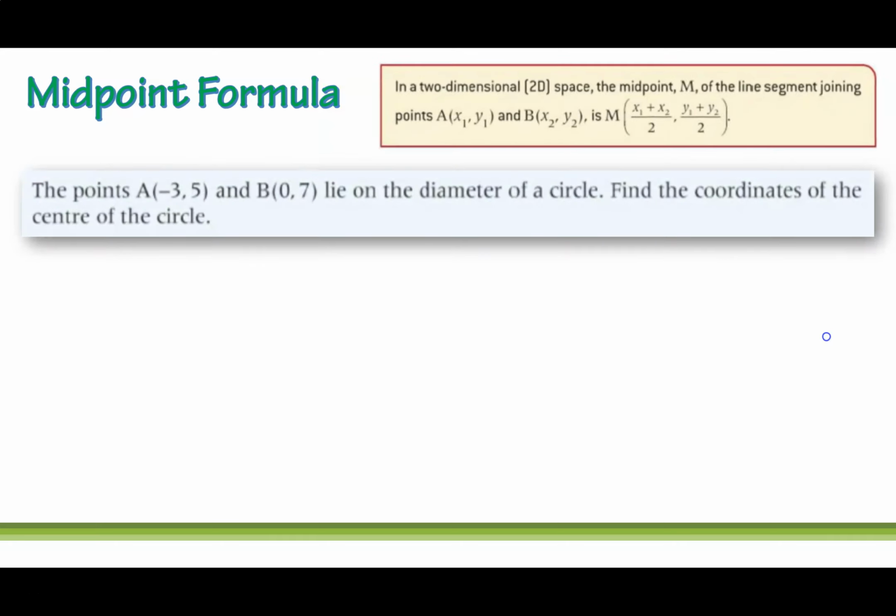How do you use it? Well, let's see. Here we've got 2 points, A and B. They are the ends of a diameter of a circle. You want to find the coordinates of the center. Well, I think most of us remember that the center of a circle lies at the middle of the circle, so it's halfway along its diameter.